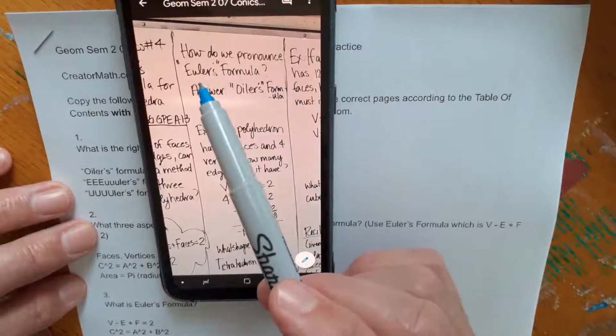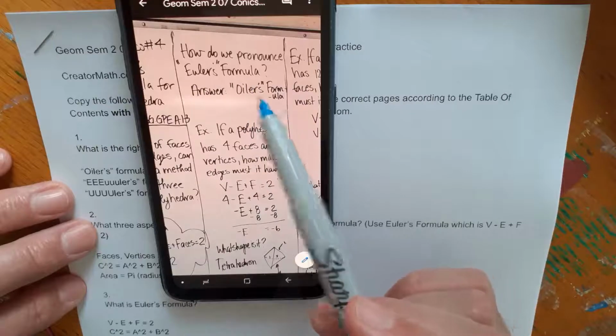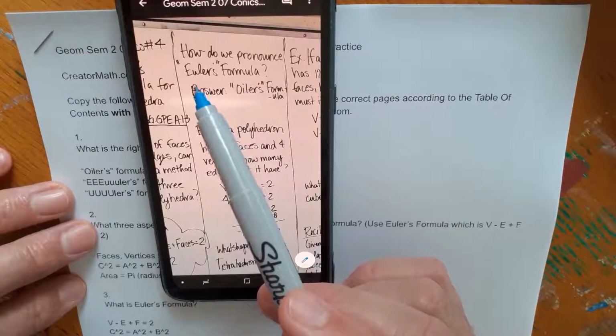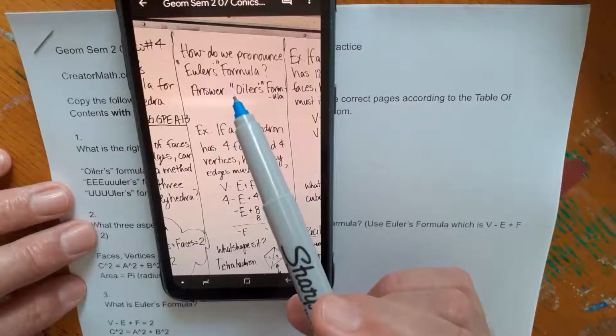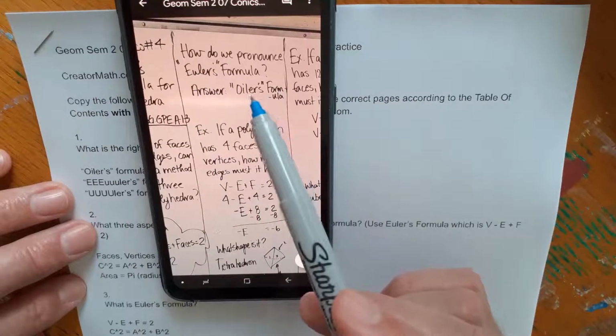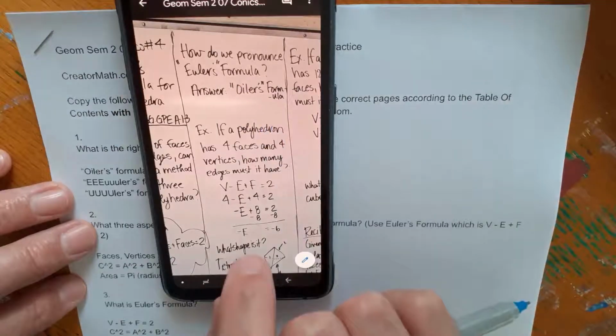How do we pronounce Euler's formula? The typical mislead is that it looks a lot like "Yoo-ler's" formula, but the proper pronunciation is "Oil-er's" formula. And I'll mix it up every once in a while. Euler's is the one that we need.